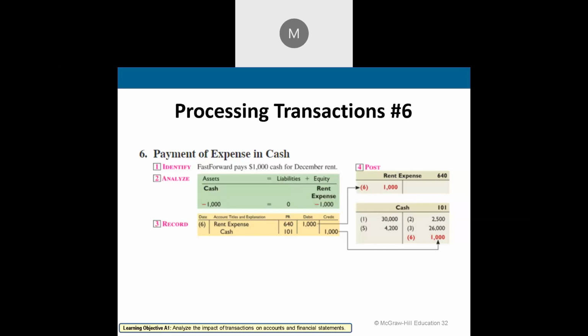For the transaction, we debit rent expense to increase our expenses. Okay, this shows that we've paid an expense. We increased the expense to show we paid it. Remember, expenses are a part of equity. And we credit cash to reduce our cash. Then we post those to the general ledger.